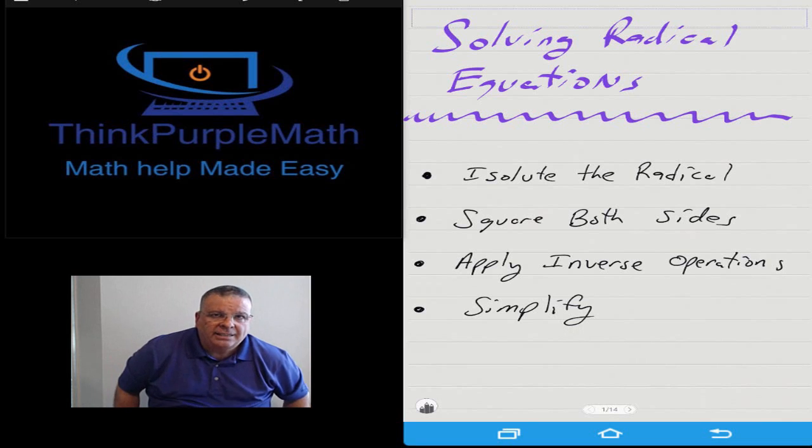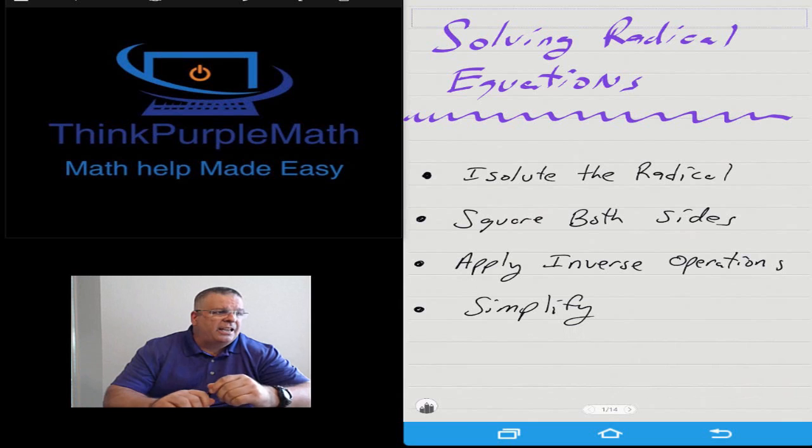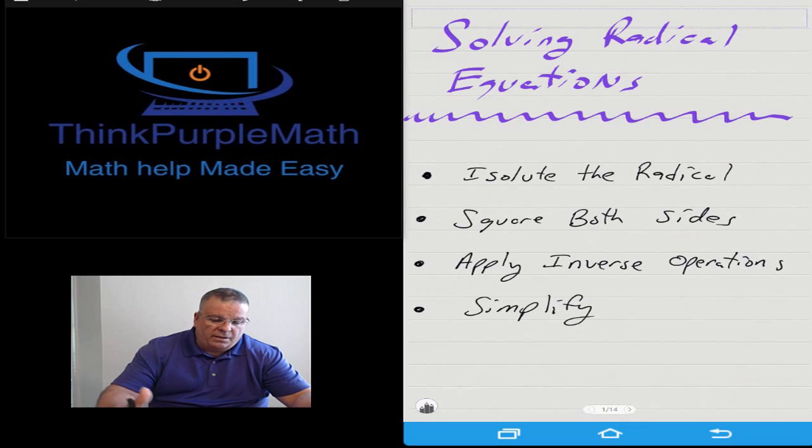The topic on this lesson is solving radical equations. A radical equation is an equation that has a square root or a cube root function inside the equation. So if you look at the screen, there are some bullet points, some reminders to get us started. This is how we're going to do these.